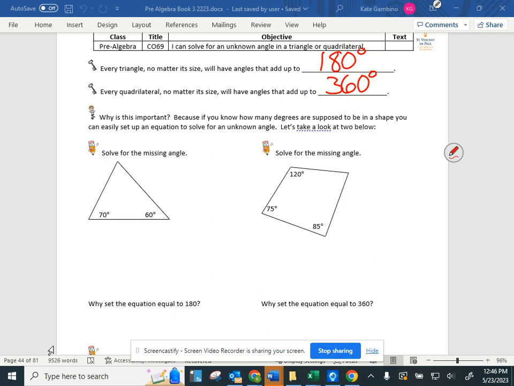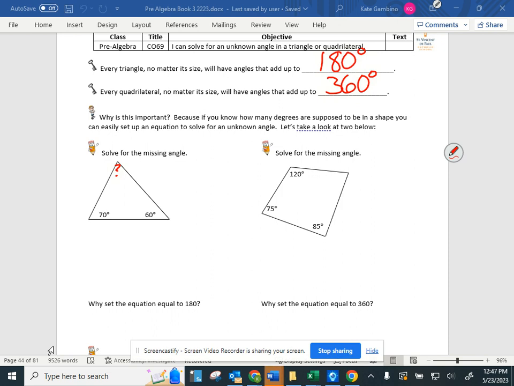Why is this important? Because if you know how many degrees are supposed to be in a shape, you can easily set up an equation to solve for an unknown angle. If you know the total amount, you can subtract out what you know, and you're left with the unknown. So, let's look at our first triangle. We have a 70-degree angle, a 60-degree angle, and we have an unknown.